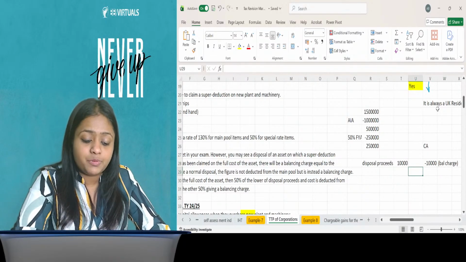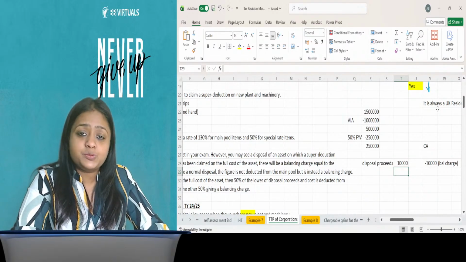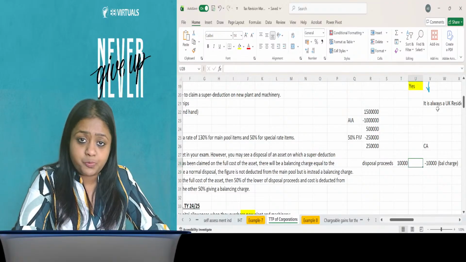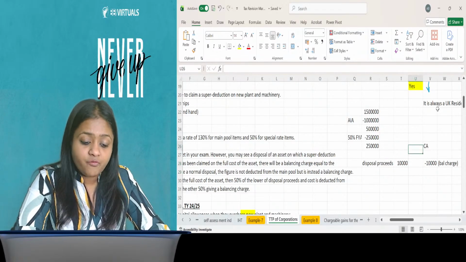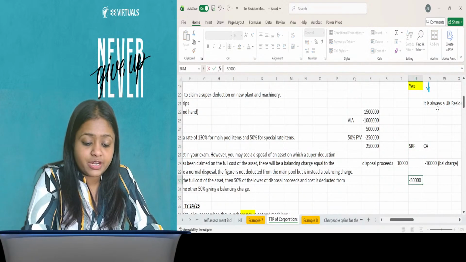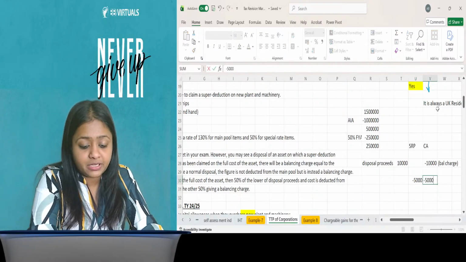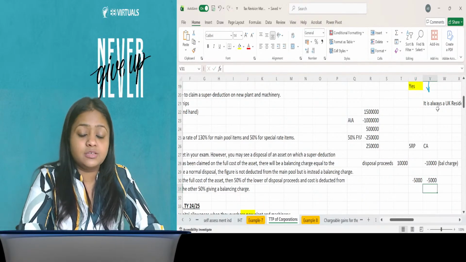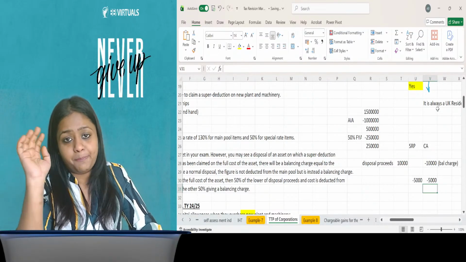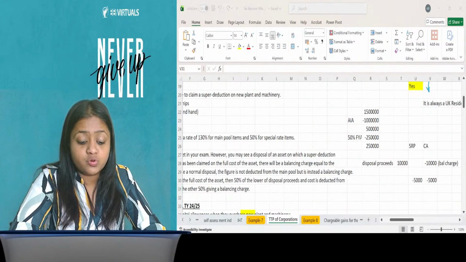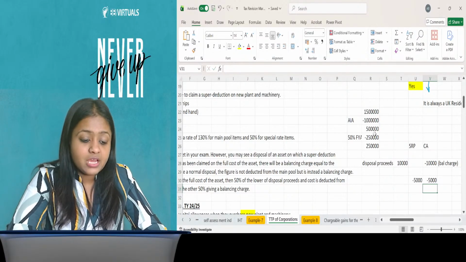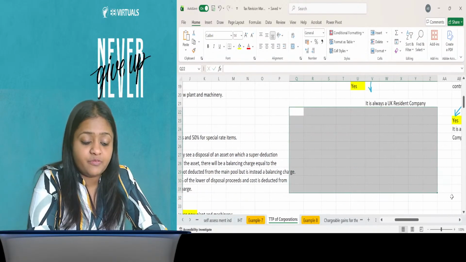Next, if the asset that we are disposing of is, let's say, a special rate pool asset on which we had just claimed 50% FIA. So the disposal proceeds are, let's say, 10,000. When it is a special rate pool, then 5,000 will reduce from the special rate pool and 5,000 will reduce from capital allowances. So that means on the asset on which we had just claimed 50% FIA, only 50% will reduce your capital allowance and the remaining 50% will reduce your pool balance. Done and clear? Great. Okay. So this is about your disposal proceeds that are relevant for the current tax year.